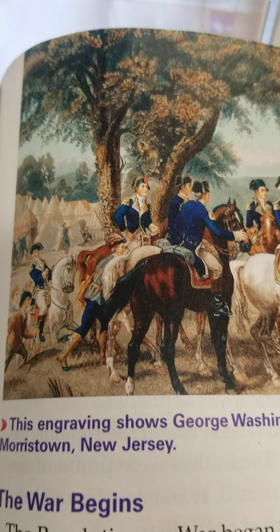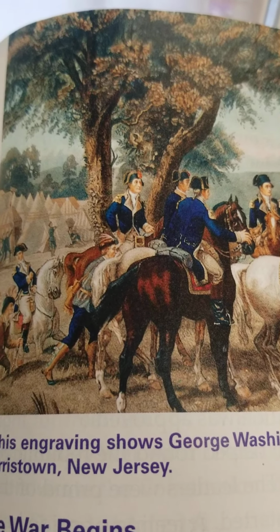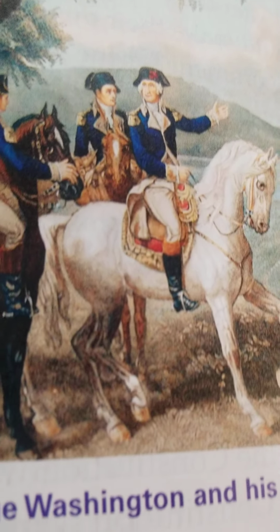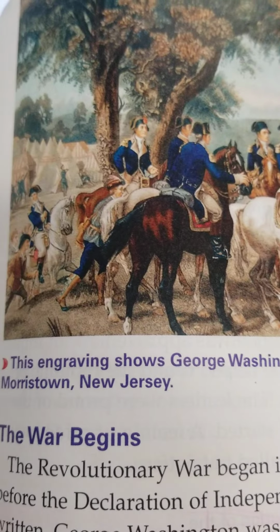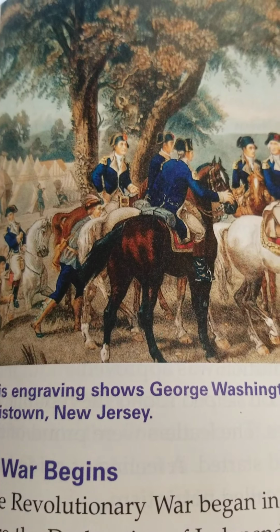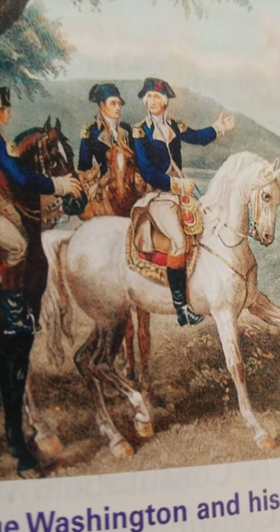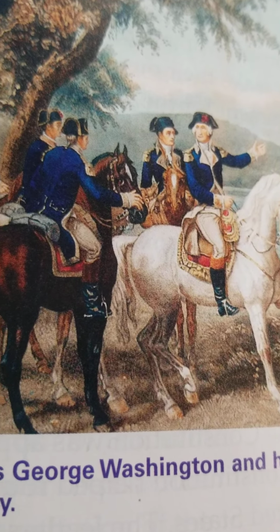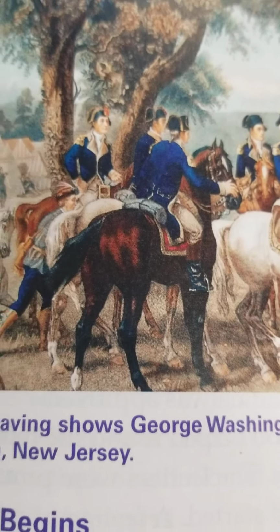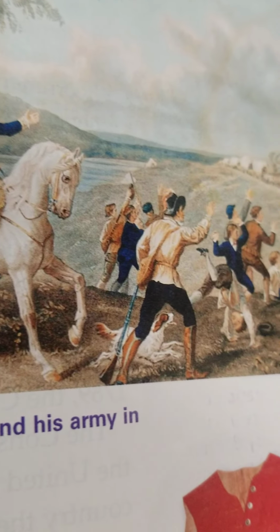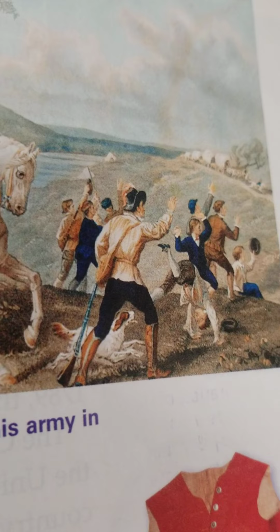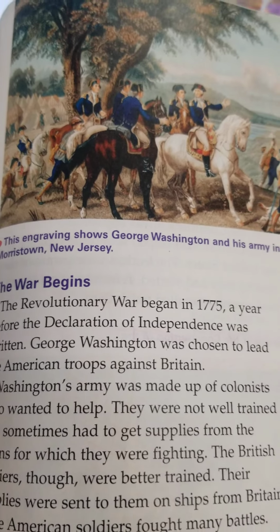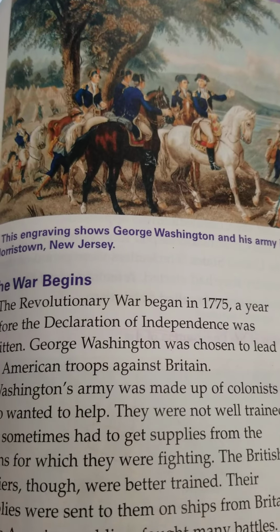What I'm looking at, my camera's kind of going over here, is a painting of George Washington, who is right there with his arm up. He was the leader of the American Army, and this was before we had won the war, so he wasn't our president yet. He will become our first president, and we'll read about that today. But here is a picture of him in his uniform and, I suppose, some other officers, some more important soldiers with him. And then you can kind of see what looks to be some other American colonists there. It says this engraving shows George Washington and his army in Morristown, New Jersey.